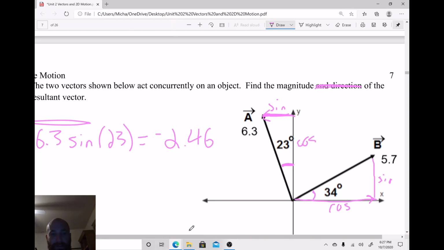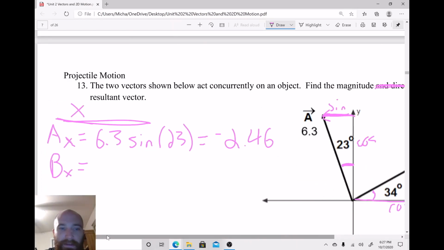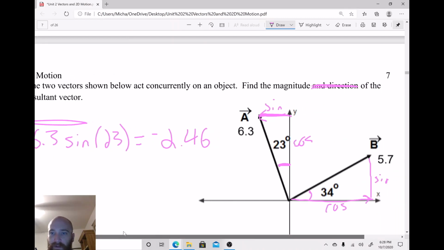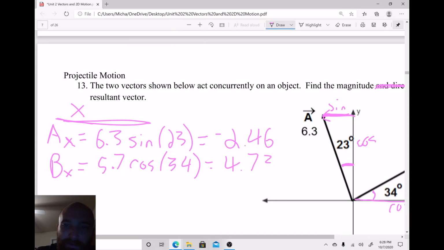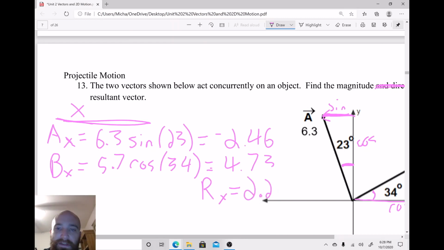Okay, so again, let's just kind of write that in. What was the total value for B? 5.7. So for the x component, it's 5.7 times cosine of 34. Make sure you're in degree mode. I got a value for that of 4.73. Okay, which means that our total x component for our resultant is 4.73 minus 2.46. I got a value of 2.27.